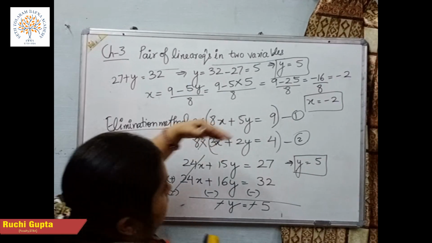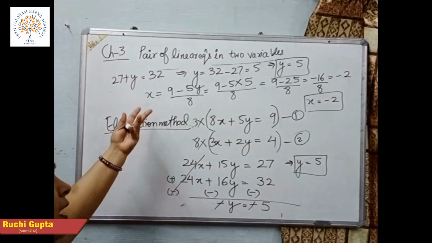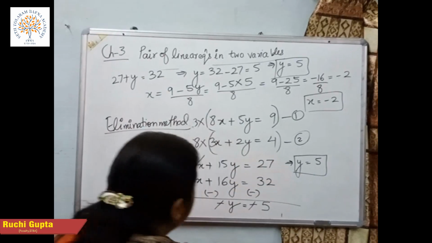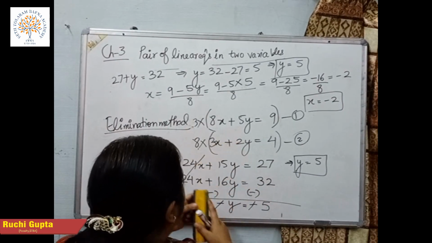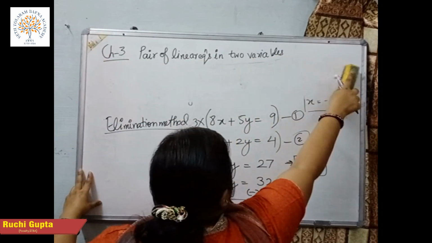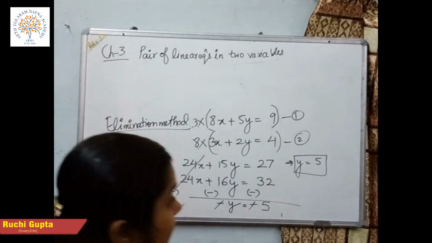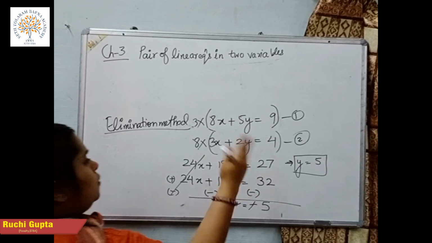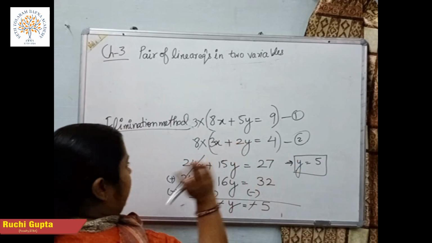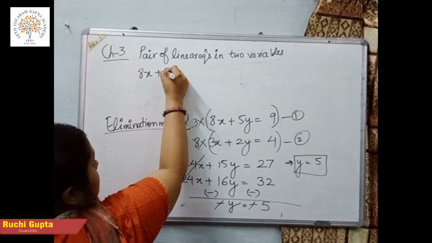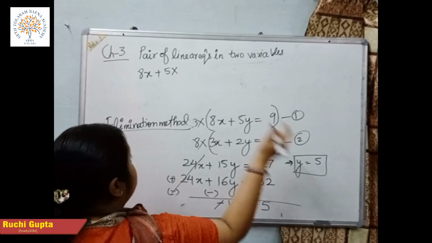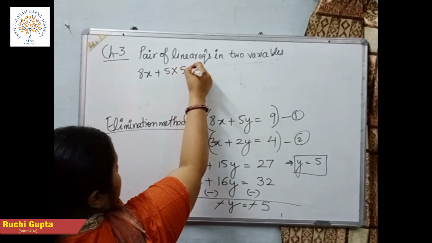Now we put the value of y in either the first equation or the second equation to get the value of x. Okay. So I am putting it in, suppose, the first equation. You may put this value in the second also. Okay. So our first equation is 8x plus 5y. In place of y we have 5.